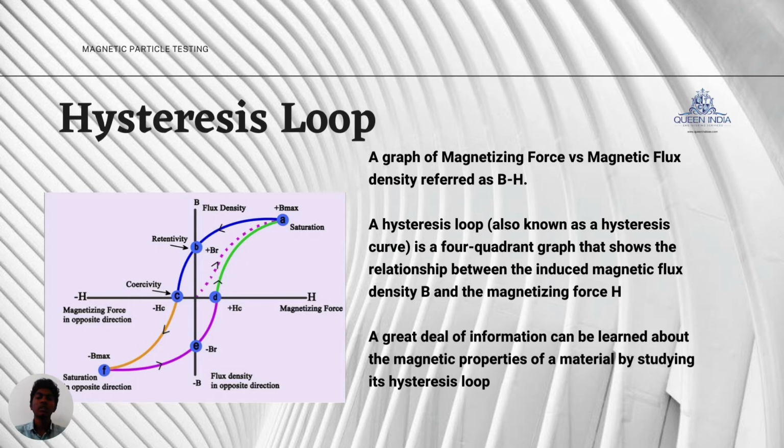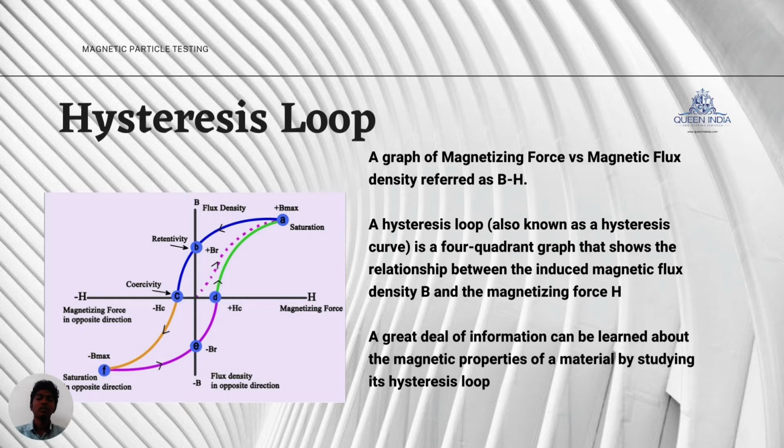A great deal of information can be learned about the magnetic properties of a material by studying a hysteresis loop. A hysteresis loop, also called a hysteresis curve, is a four-quadrant graph that shows the relation between the induced magnetic flux density and the magnetizing force. The driven magnetic field must be reversed and increased to a large value to drive the magnetization to zero again.